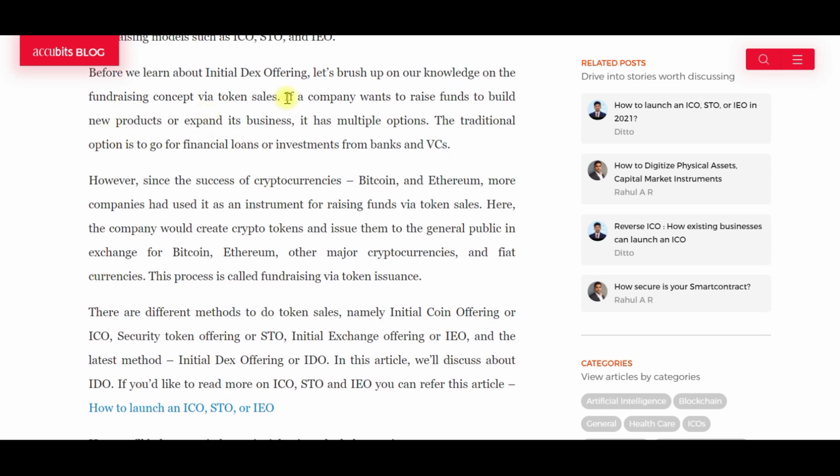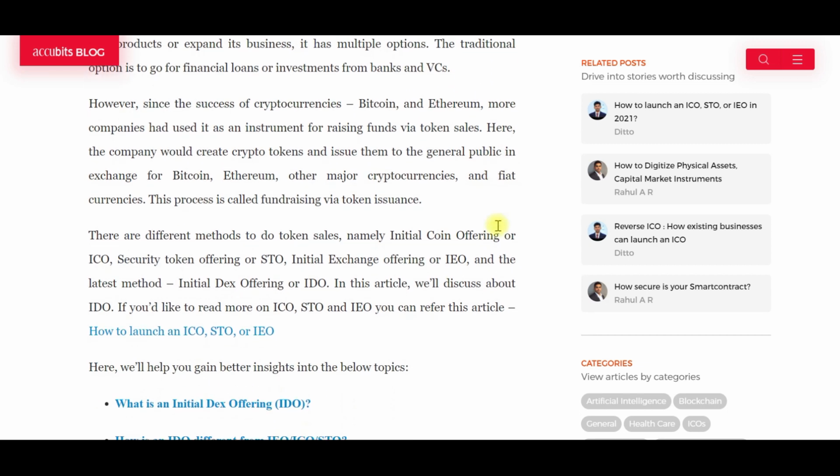Here, if we read this: if a company wants to raise funds to build new products or expand its businesses, it has multiple options. The traditional option is to go for financial loans or investment from banks and VCs. However, since the success of cryptocurrencies, Bitcoin and Ethereum, more companies have used them as an instrument for raising funds via token sales.